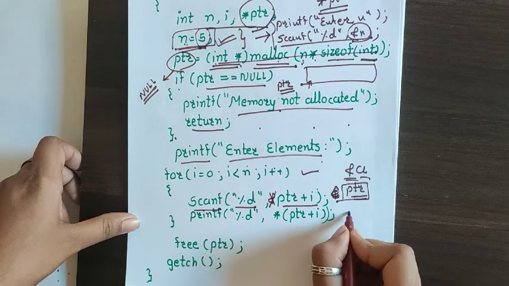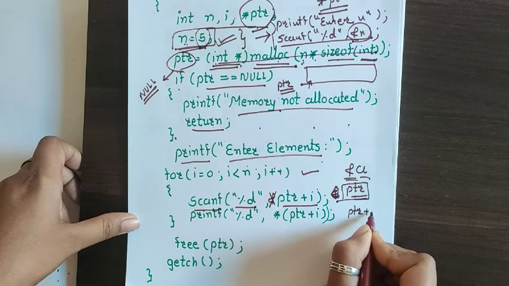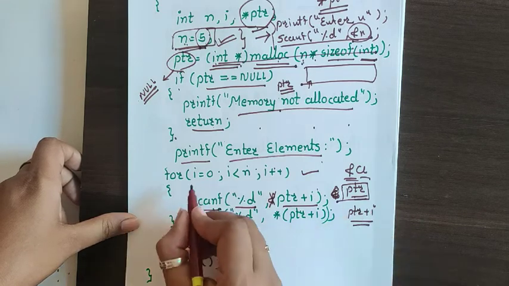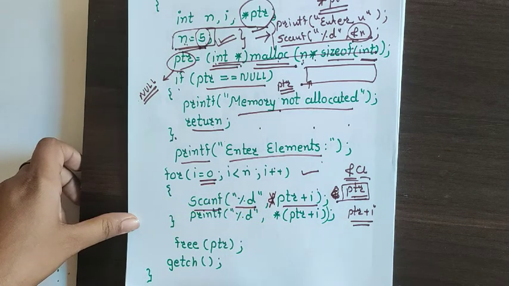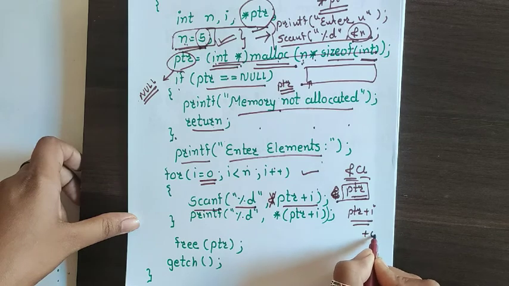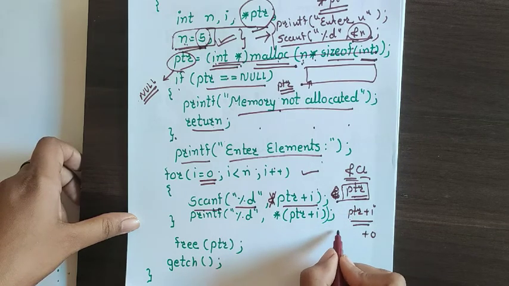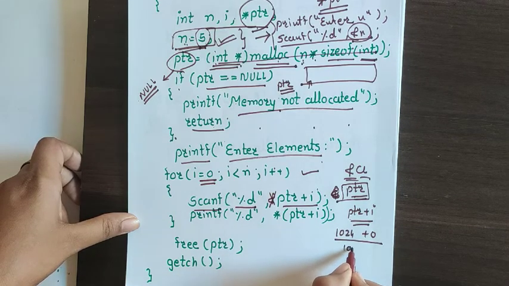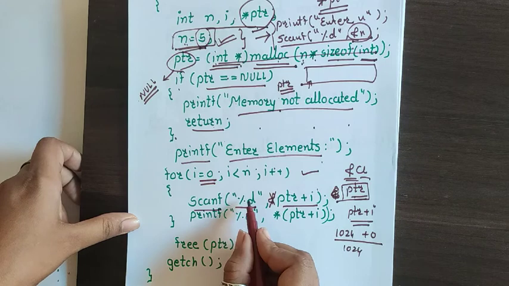Now what I am doing is ptr plus i in my loop. So the first time i is equal to 0. So ptr plus 0, that means for example ptr is 1024, that is some location. So 1024 plus 0, at that particular location only my data is stored.